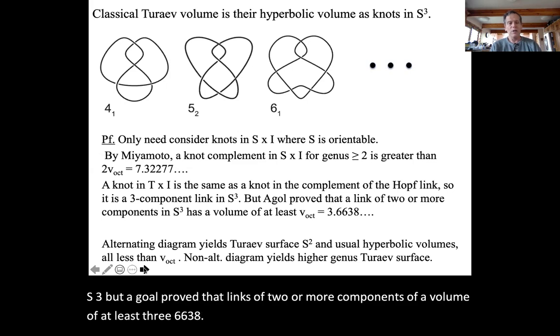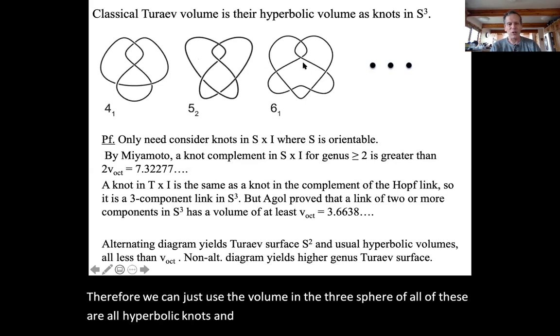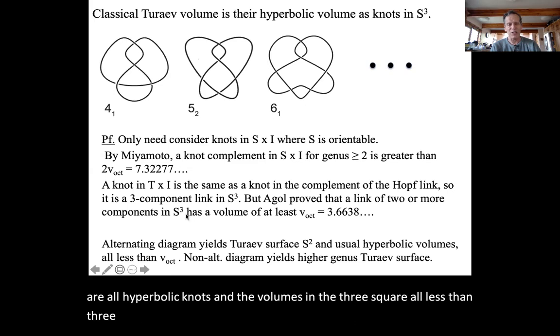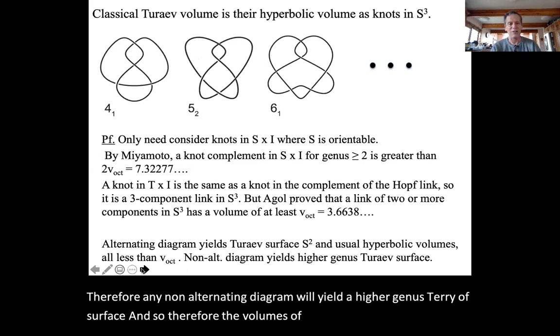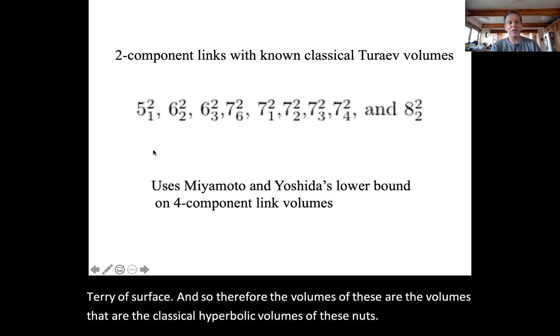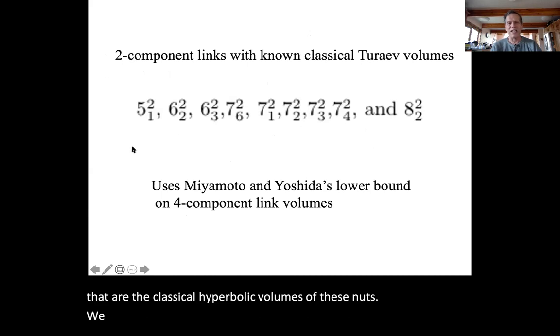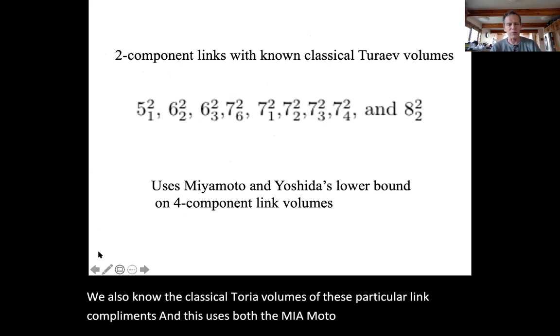Therefore, we can just use the volume in the 3-sphere of all of these. These are all hyperbolic knots, and the volumes in the 3-sphere are all less than 3.6638, which is V oct, the volume of an ideal regular octahedron. And therefore, any non-alternating diagram will yield a higher genus Turaev surface, and so therefore the volumes of these are the classical hyperbolic volumes of these knots. We also know the classical Turaev volumes of these particular link complements. And this uses both the Miyamoto and Yoshida lower bounds on 4-component link complements.